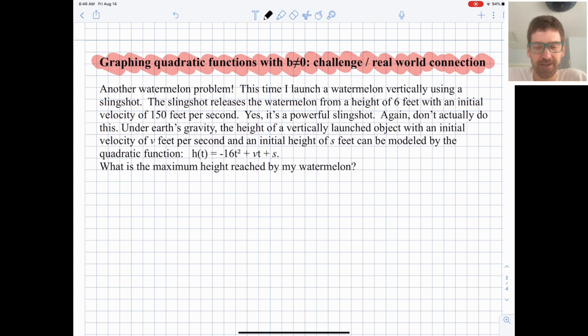Under Earth's gravity, the height of a vertically launched object with an initial velocity and an initial height can be modeled by this quadratic function right here. What's the maximum height reached by my watermelon?